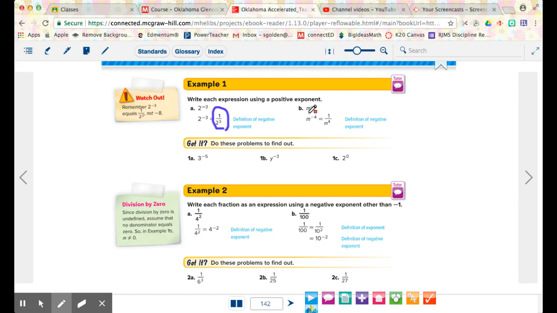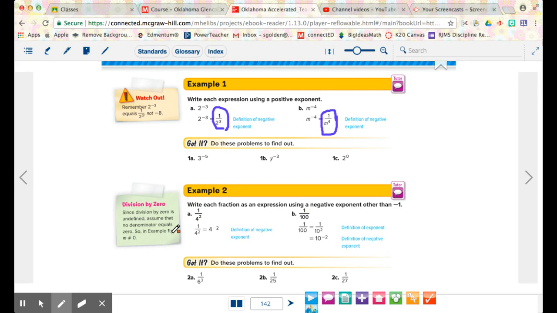B, we have m to the negative fourth power. So that would become 1 over m to the fourth power. Okay, I do want you to do problems A, B, and C on your own, so you can pause the video and do those. I'm just not going to go over them until after we look at example 2. So pause the video now and try 1A, 1B, and 1C.